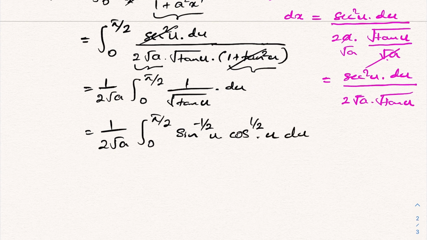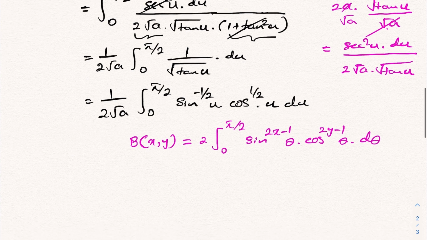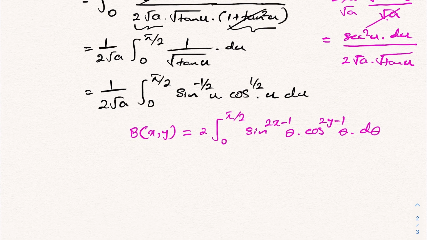Well, then recall the beta function. We know beta of x, y is equal to 2 times integral from 0 to pi over 2 of sine raised to the 2x minus 1 of theta times cosine raised to the 2y minus 1 of theta d theta. In the previous video, I derived this beta function formula. If you would like to watch, search the beta function.